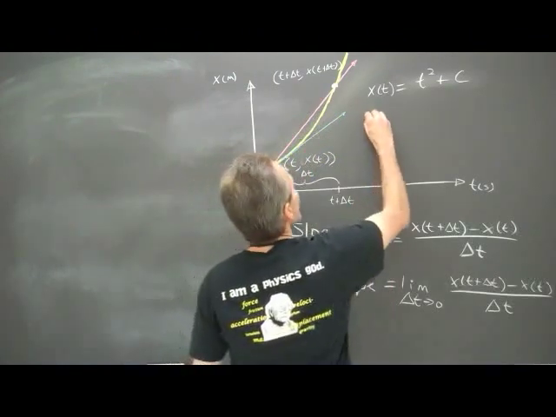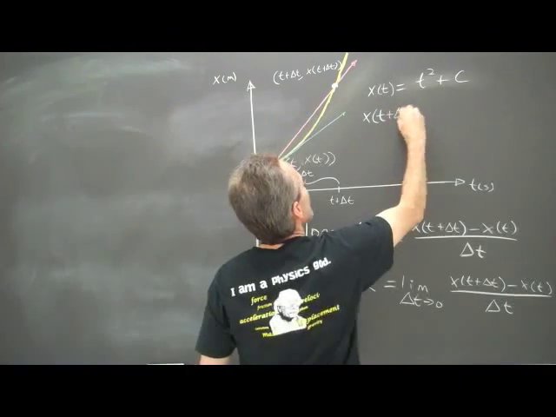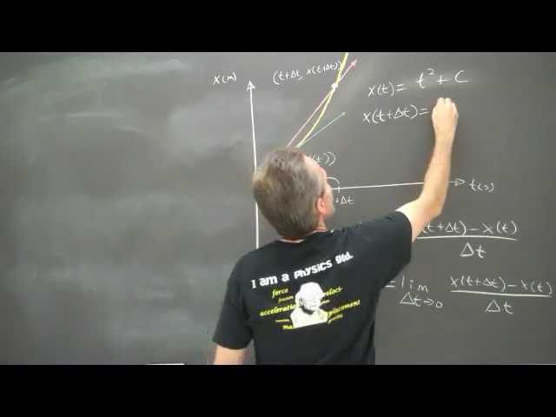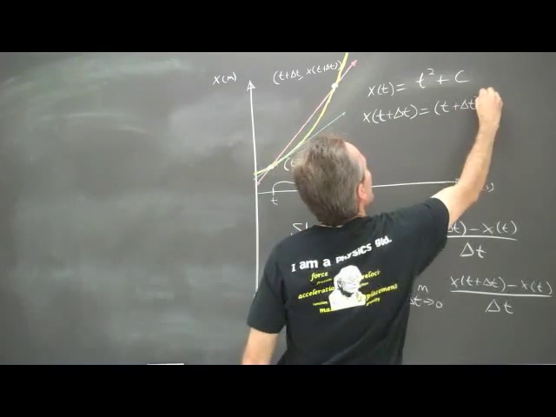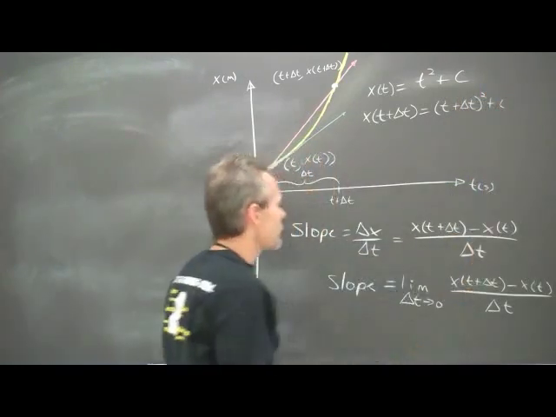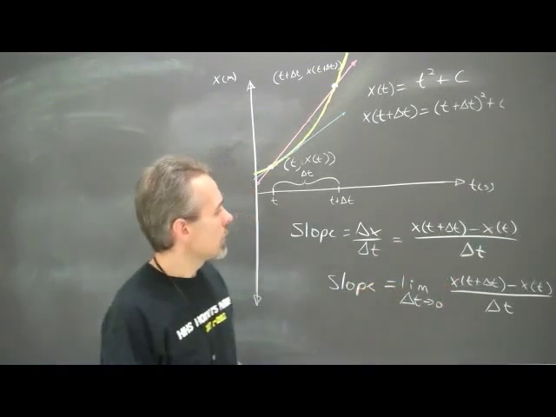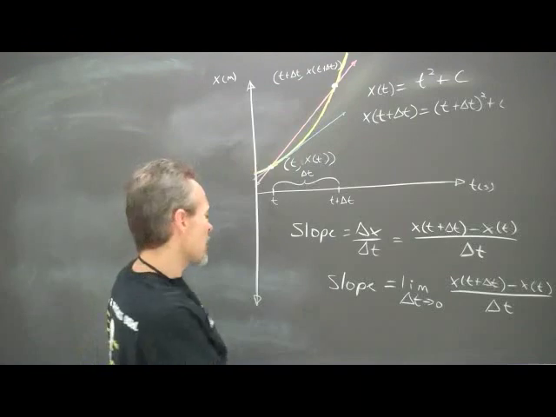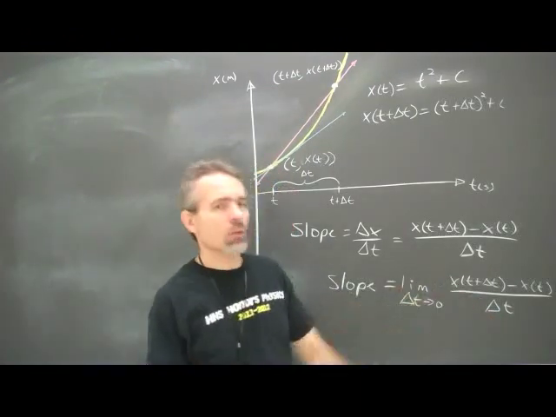In other words, what if I evaluate x at t plus delta t? Well, that would be simply (t plus delta t) squared plus c. How does that help? Well, I'm going to plug that in right here and see if that ends up simplifying. I know dividing by 0 is not good, but what if I could cancel that out?